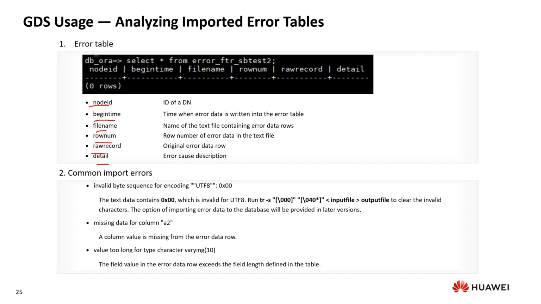Some common import errors are listed below. We usually see the invalid byte sequence for encoding UTF-8: 0x00, which means this text data contains 0x00, the null character, which is invalid for encoding UTF-8 in GaussDB. The missing data for column A2 means that a column value is missing from the error data row, and the value too long for type character means this field value in the error data row exceeds the field length defined in the table.